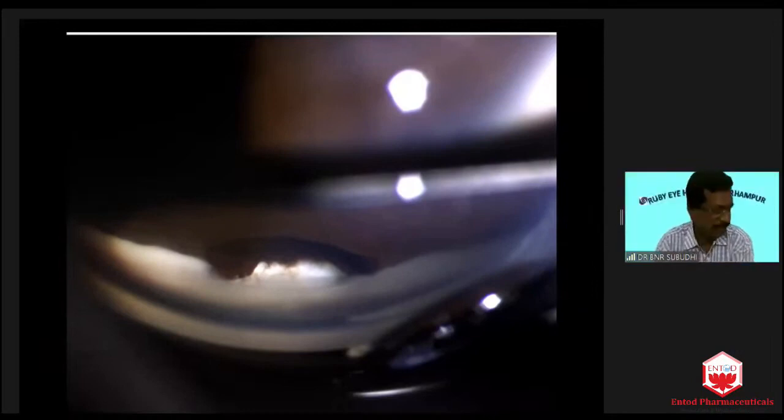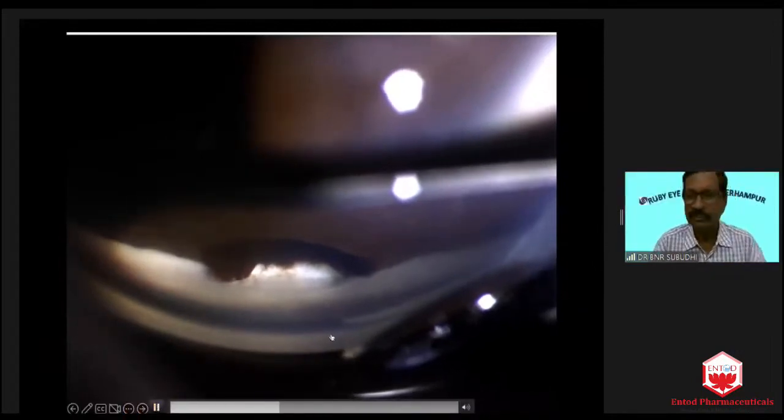Iridodialysis. Patent ostium. Yes, who was this? Who was this last, Sunanda? Sunanda, very good. So you are right. So gonioscopy is very important. When you do glaucoma filtering surgery, trabeculectomy, you have to see what is the cause of failure, successful or failed. So this is the trabeculectomy ostium in the superior angle. This is your iridectomy, and this is the cleft in the sclera. Patent trabeculectomy ostium visible on gonioscopy. You have to learn this.